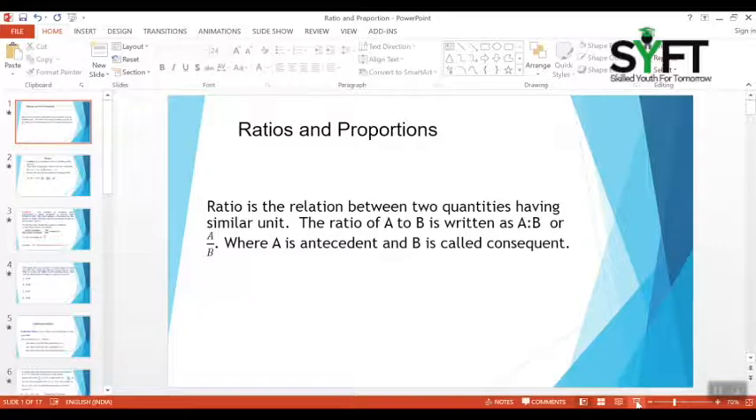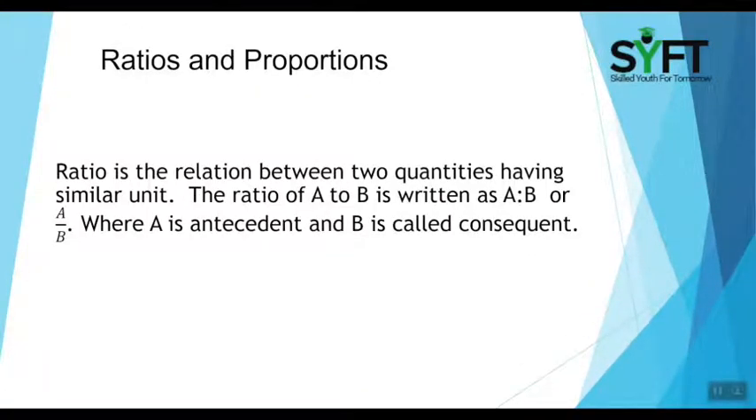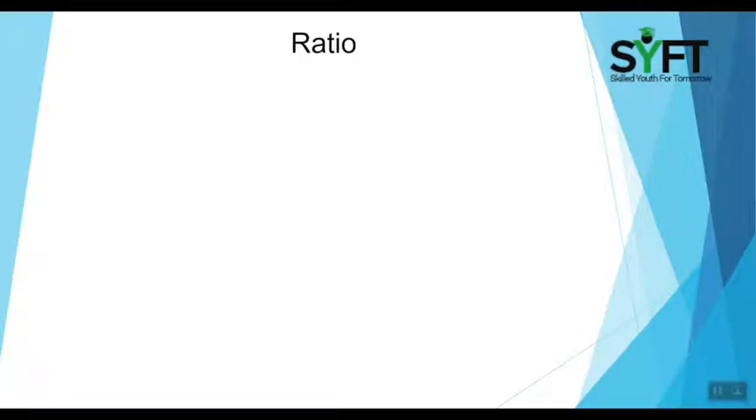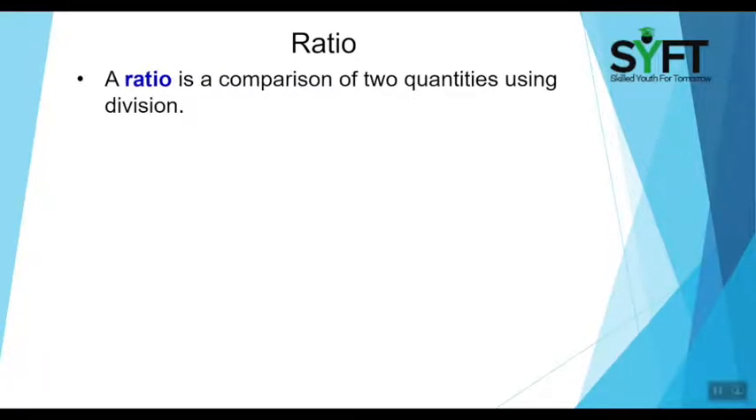Ratio and proportion. A ratio is the relation between two quantities having similar units. The ratio of A to B is written as A is to B or A divided by B, where A is the antecedent and B is called the consequent. A ratio is a comparison of two quantities using division.